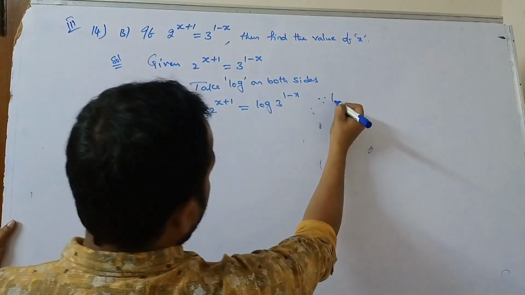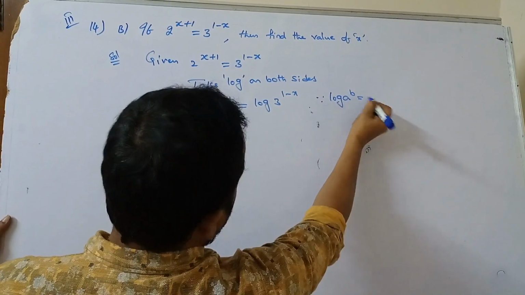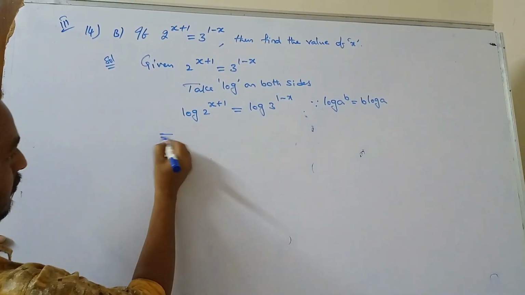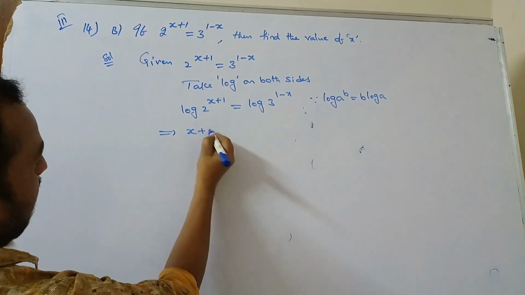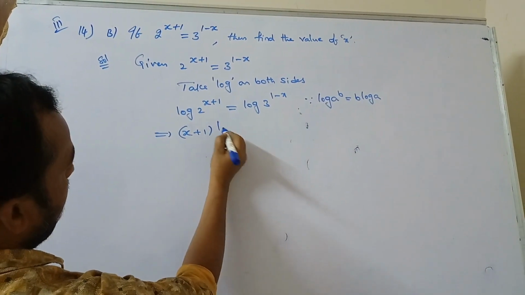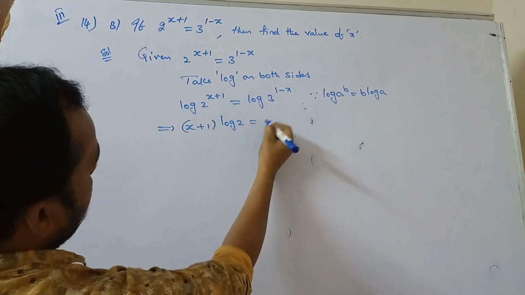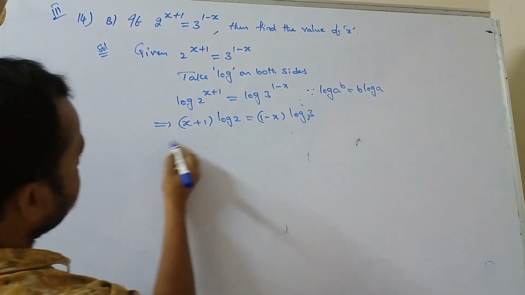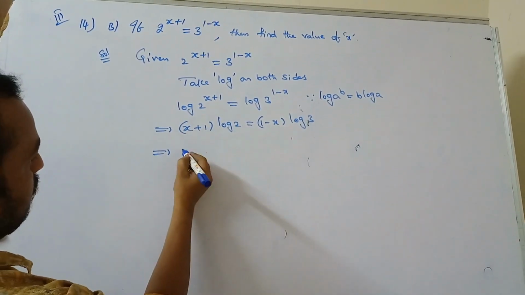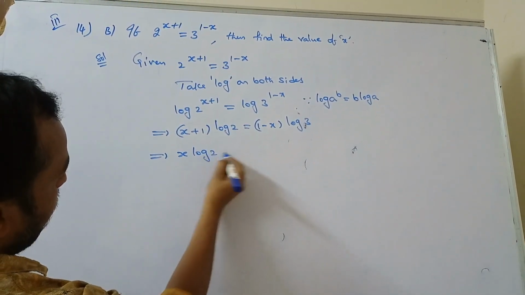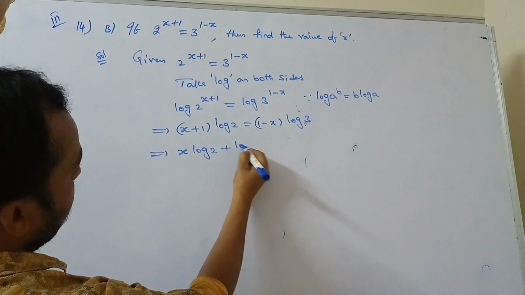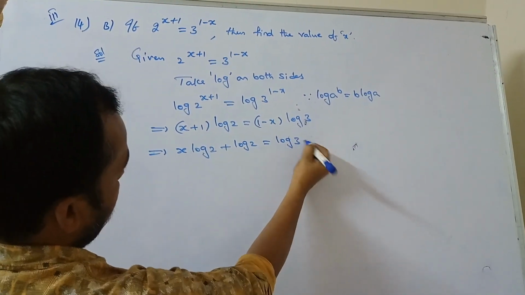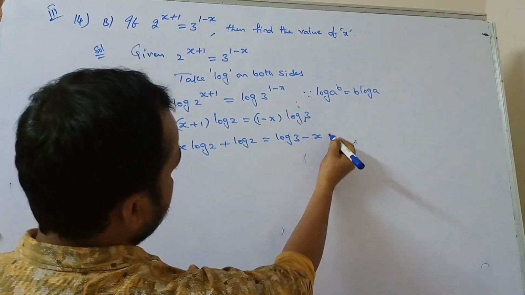We know the formula: log of a power b equals b log a. Now, x plus 1 into log 2 equals 1 minus x into log 3. Now x log 2 plus log 2, and log 3 minus x log 3.